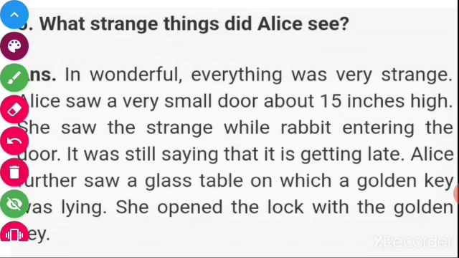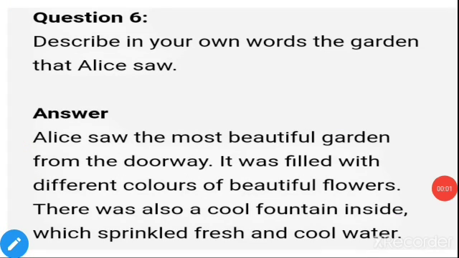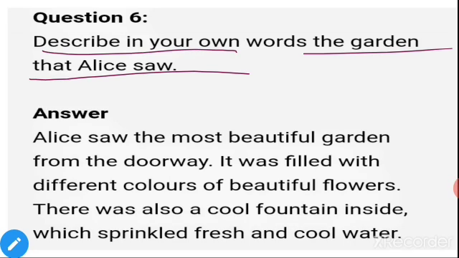And then next question for you. Here, describe in your own words the garden that Alice saw. Here answer for you. Alice saw the most beautiful garden from the doorway. It was filled with different colors of beautiful flowers. There was also a cool fountain inside, which sprinkled fresh and cool water.